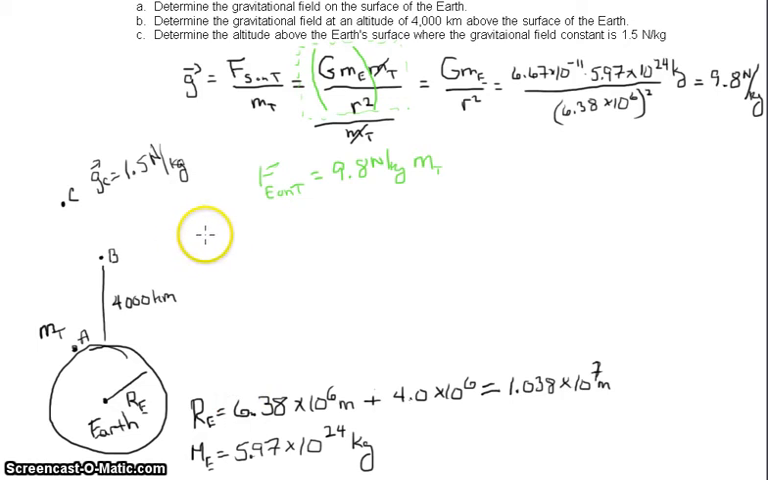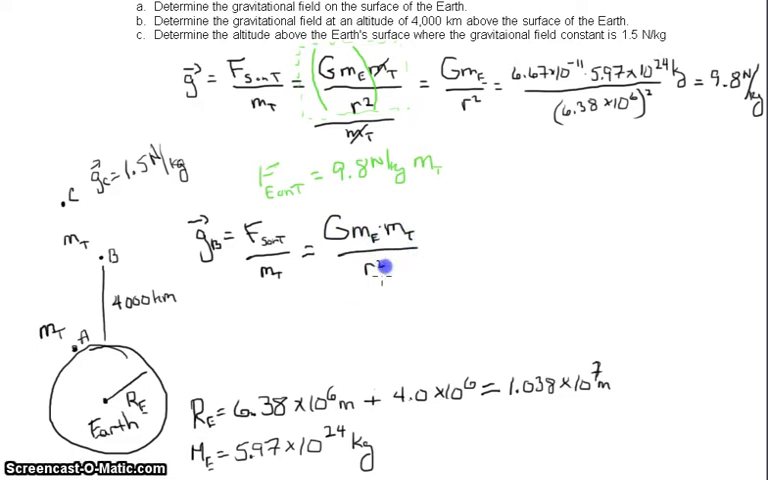Looking at the calculation to find the g field at B, it is going to be the force of the source, which again is the Earth, divided by the small test mass we placed there. This will be G times the mass of the Earth times the test mass, divided by the distance between them squared, divided by the test mass. The test mass will divide out. We are left with G M_E divided by R squared.